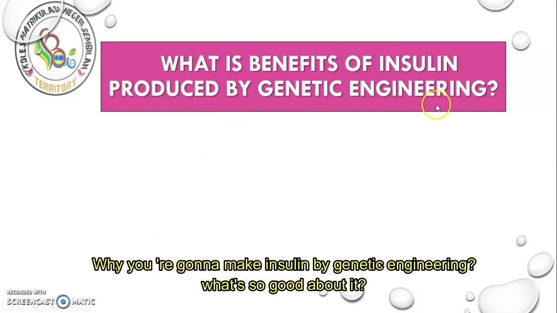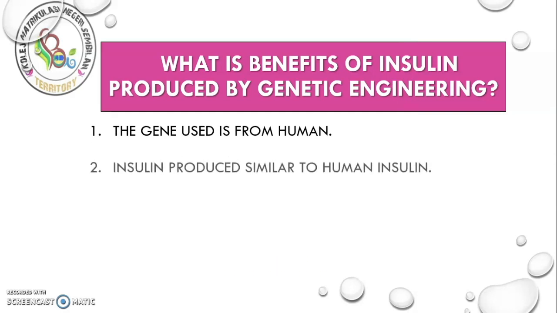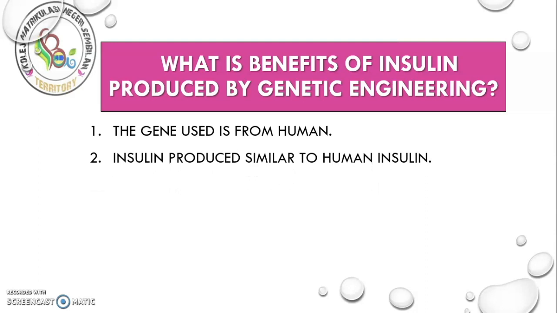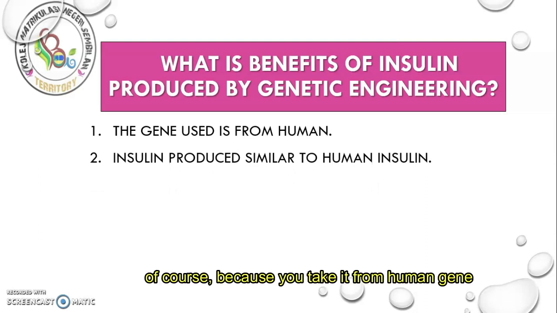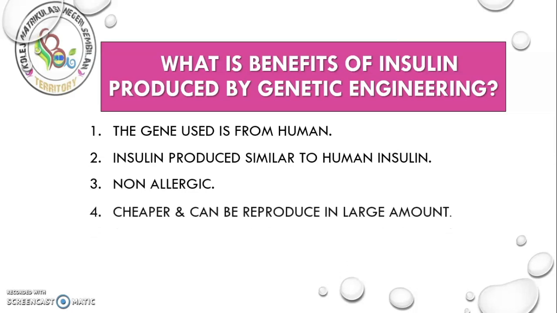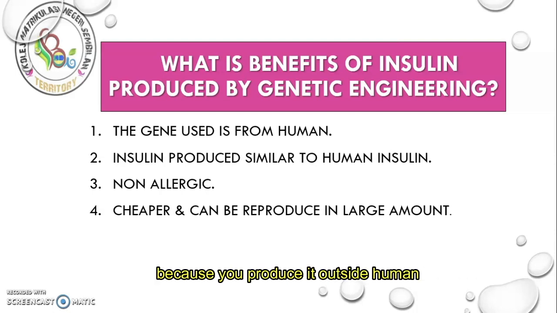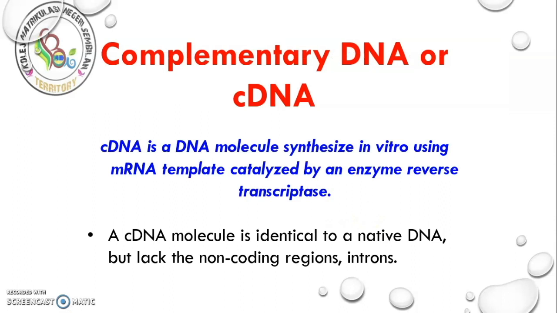Why you're going to make insulin by genetic engineering. What's so good about it is the gene used is from human. It is from our kind. And then the insulin produced will be similar to human insulin, of course, because you take it from human. And then it is non-allergic. It is also cheaper and can be produced in large amount. So you don't have to take from actual human, but you can take it outside human, because you're producing it outside of human.